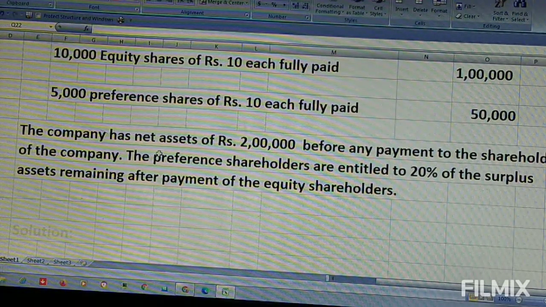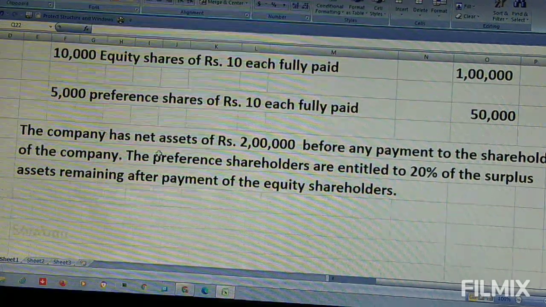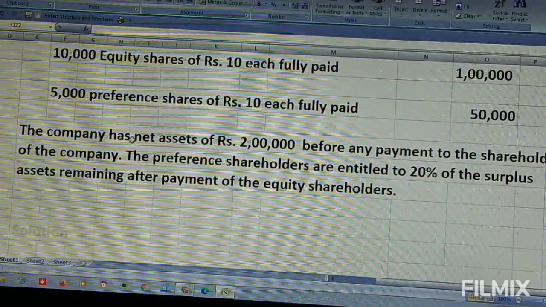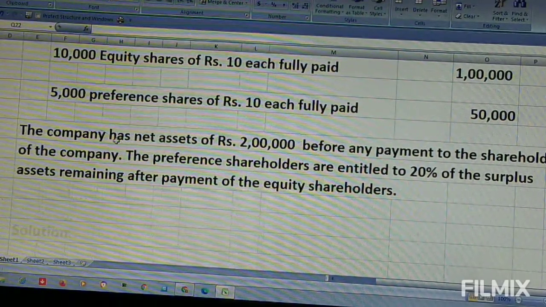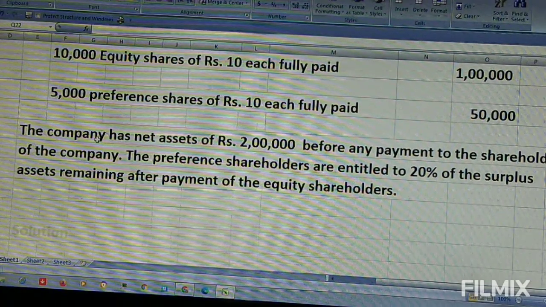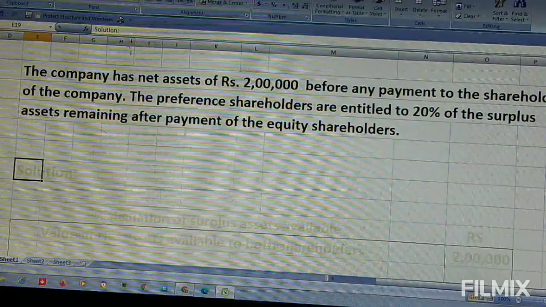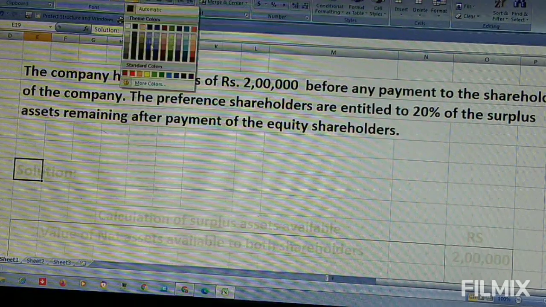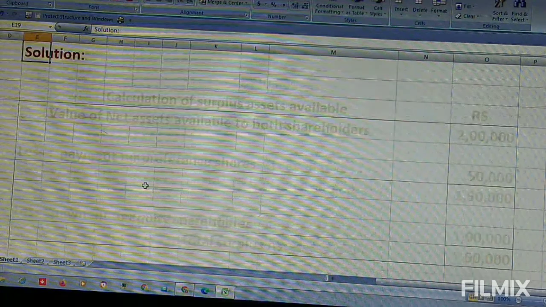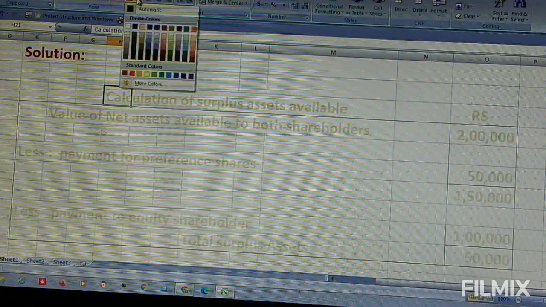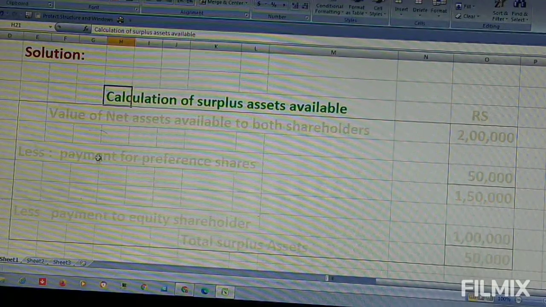So net assets available is how much? 2 lakhs before payment to equity and preference shareholders. Now we'll find out what surplus will remain after payment to equity and preference shareholders. Write the heading there: Calculation of surplus assets available.